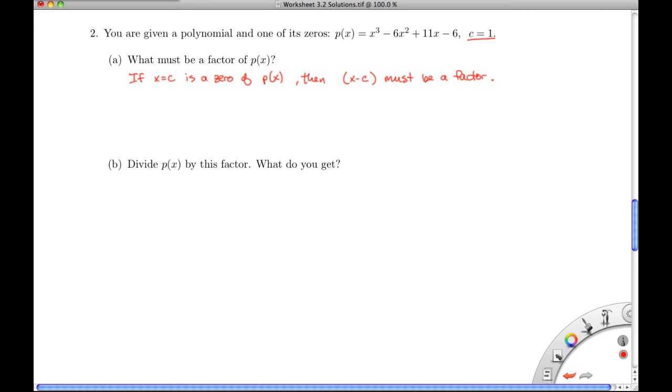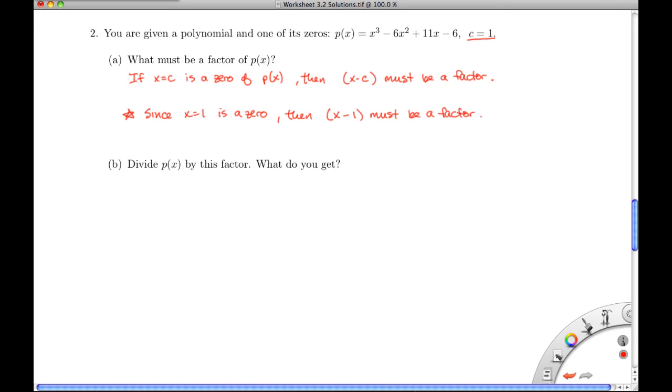So because of that rule, we can look at this and say, well, since x equals 1 is a 0, it's a known 0, we're told that from the get-go, then this means that x minus 1 must be a factor. So that takes care of part A.